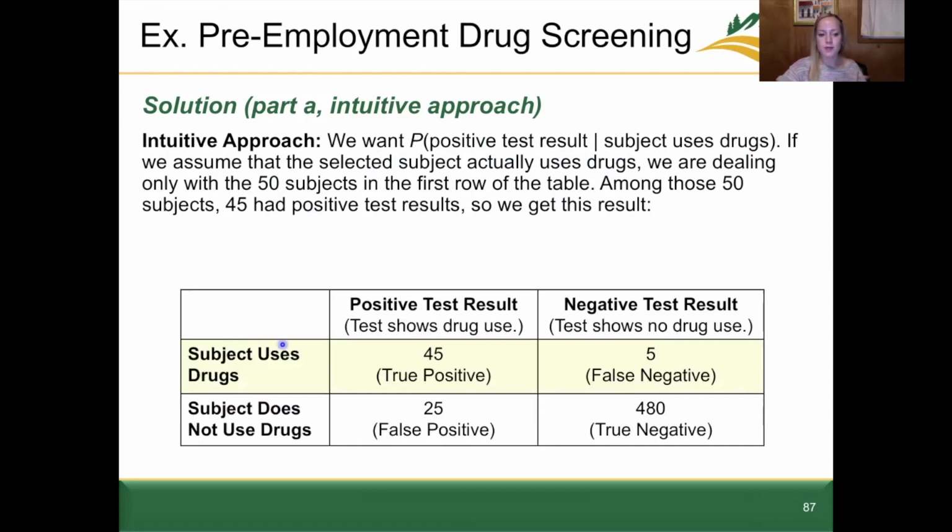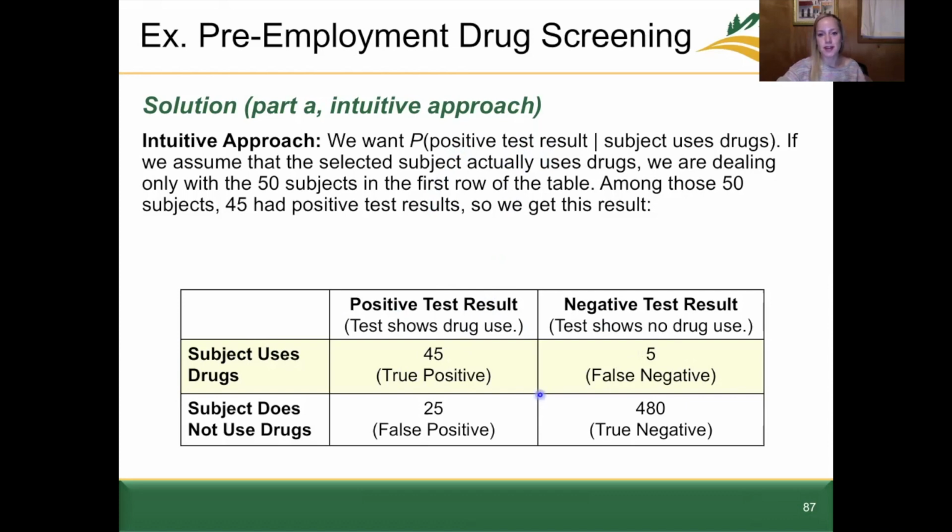Here's the table, and we can highlight just this first row when using the intuitive approach because we're going to assume that event A is already true. When we assume that event A is already true, then we're just going to use this data here in this first row because event A is that the subject does use drugs. To figure out the probability then of event B specifically, we only need to worry about that now, just looking at this row of data. So event B is, do we have a subject with a positive test result? It's nice because we can narrow it down here to just this first row.